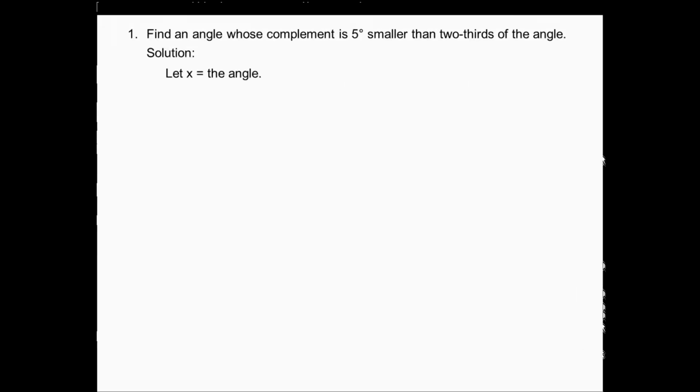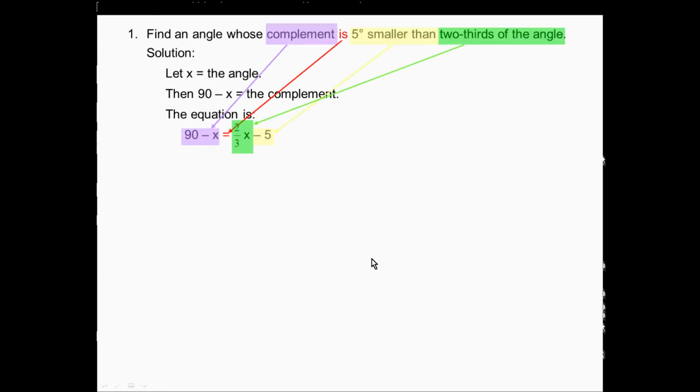So if we're looking for the angle, let x be the angle. Okay, it says complement. Remember, the complement is 90 minus x. Now, here's my verb of being. That means equals. So find an angle whose complement is, so 90 minus x equals 5 smaller than 2/3 of x. So 2/3 x minus 5. There's your equation: 90 minus x equals 2/3 x minus 5. And the color is telling you where everything came from.